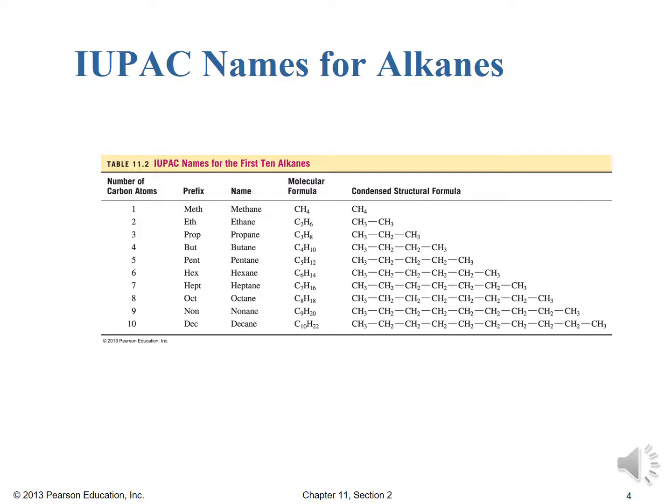Prop is what we use for three carbons, and propane was our classic example of an organic compound in the previous lecture. But for butane. Butane lighters used to be more popular when more people smoked. It's good that people aren't smoking as much. We know that's bad for your health, but it makes butane a little less relevant because you don't see it as much anymore.